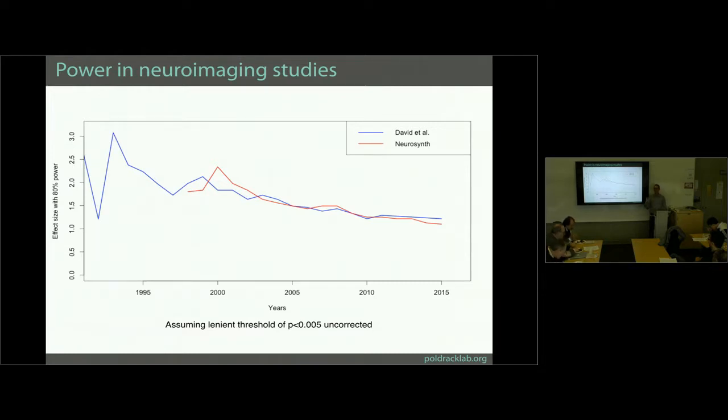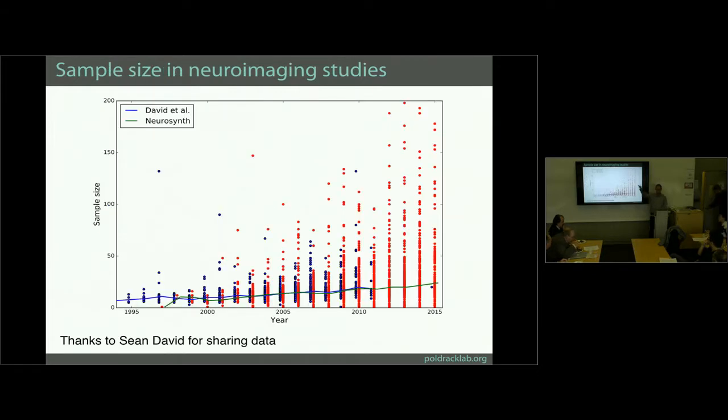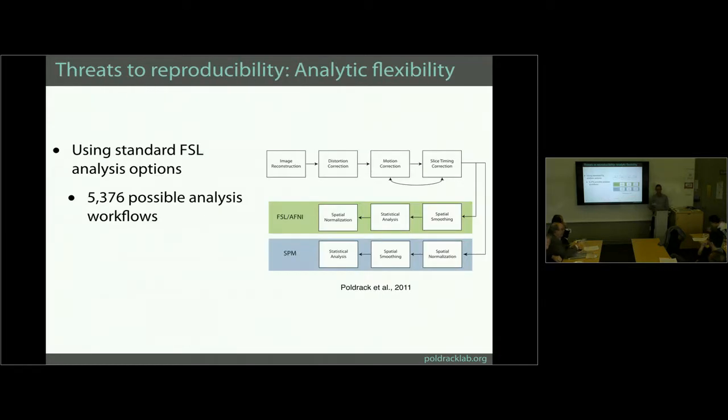You have no power to find the more moderate effects that you should expect imaging data to look like. We shouldn't expect correlations between brain and behavior to have effect sizes of 1 in general because of the noise in all of the different measures. So this suggests that power in the imaging literature, even though it's gotten better, sample sizes are slowly creeping up, but nowhere near fast enough to keep up with the need for power. Another issue is the analytic flexibility that we have.